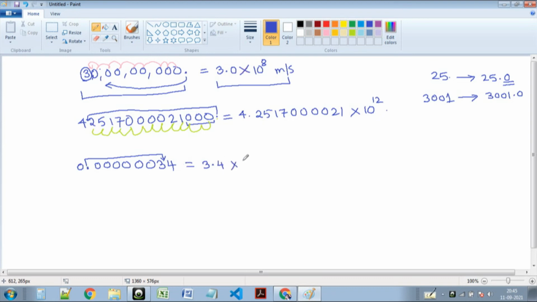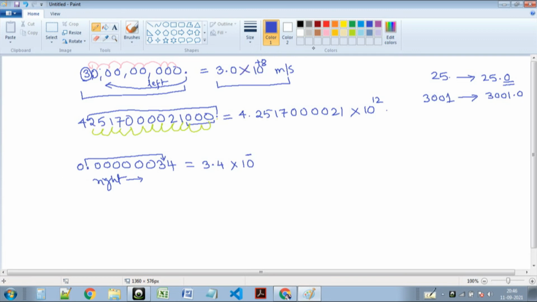Now after this we have to write into 10 to the power what? You see that the decimal point has shifted towards the right side, right? Any decimal number, if it is shifting towards the right, the power of 10 will be negative. And in the earlier case, since the decimal shifted towards the left, the power is always positive. Keep that in mind: whenever the decimal is moving towards the left, the power will be positive, and if the decimal is moving towards the right, the power will be negative.